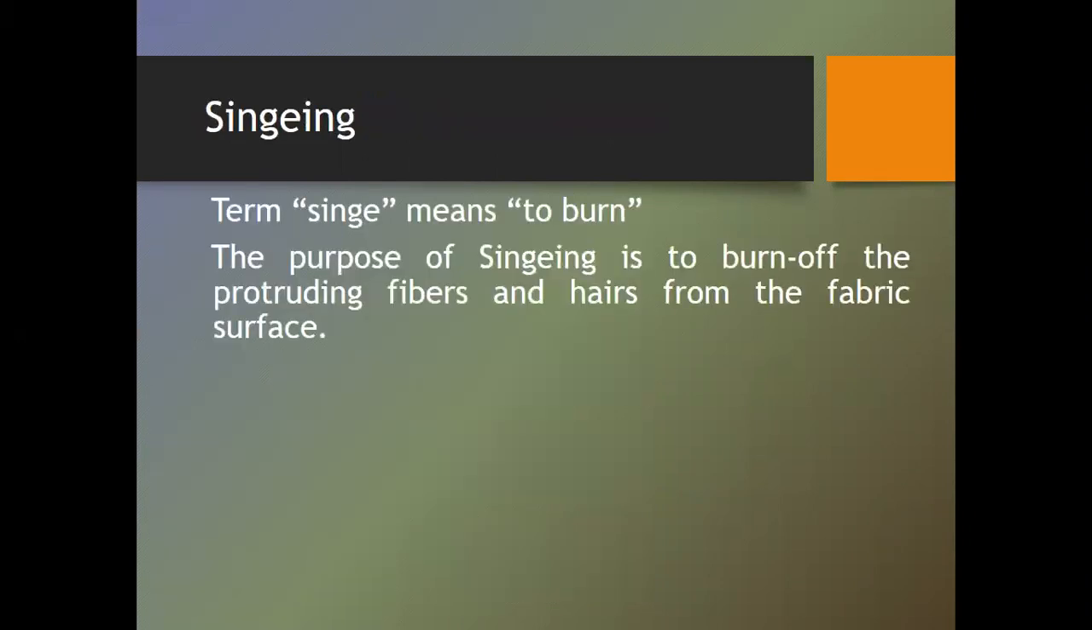Now let's discuss singeing. The term singe means to burn. The purpose of singeing is to burn off the protruding fibers and hair from the fabric surface. So during the weaving operations, warp yarns are passed through the heald wires and reed. It is continuously under friction during weaving process. Due to the continuous friction, yarn develops hairiness. This hairiness is undesirable in the fabric and provides an unpleasant feel to the fabric. So that is why singeing is done.